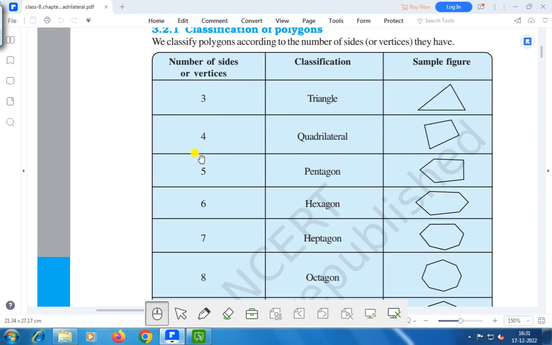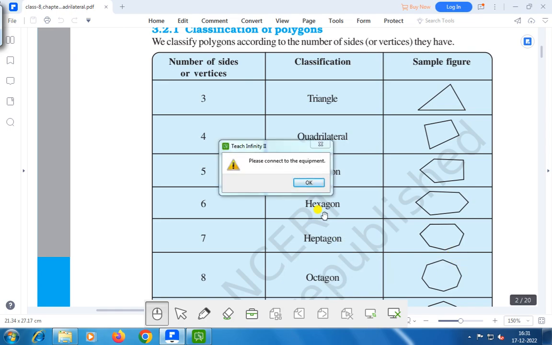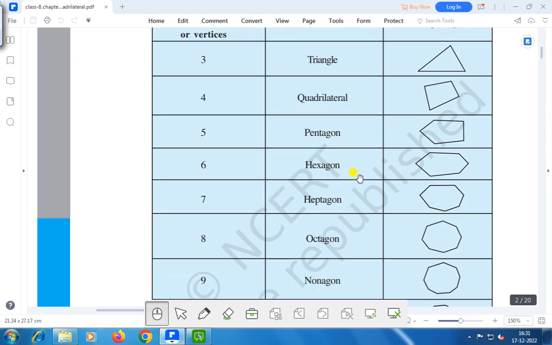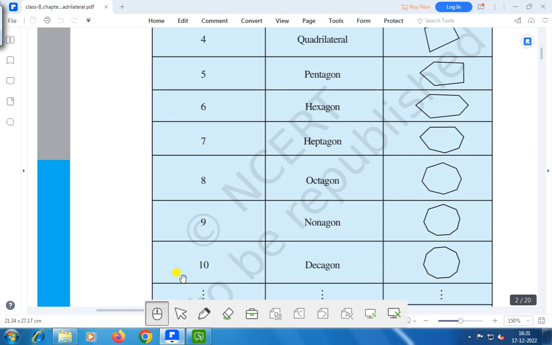Here the number of sides is 4, or vertices is 4. The classification is quadrilateral, and it has 4 sides: 1, 2, 3, 4. The next one is a pentagon, that means 5 sides: 1, 2, 3, 4 and 5. A polygon of 6 sides is a hexagon. A polygon of 7 sides is a heptagon. A polygon of 8 sides is an octagon. If it has 9 sides, it is a nonagon. And if it has 10 sides, it is a decagon.